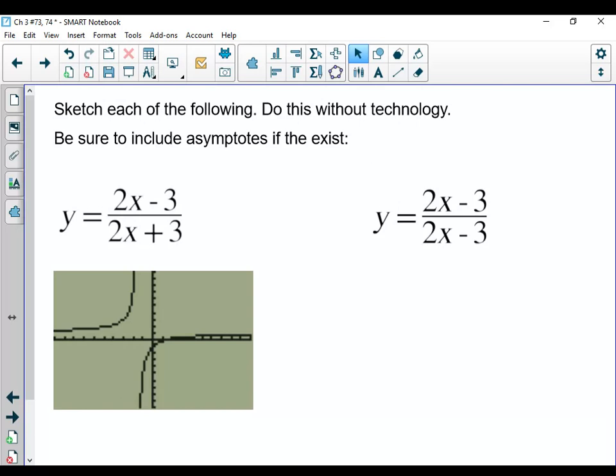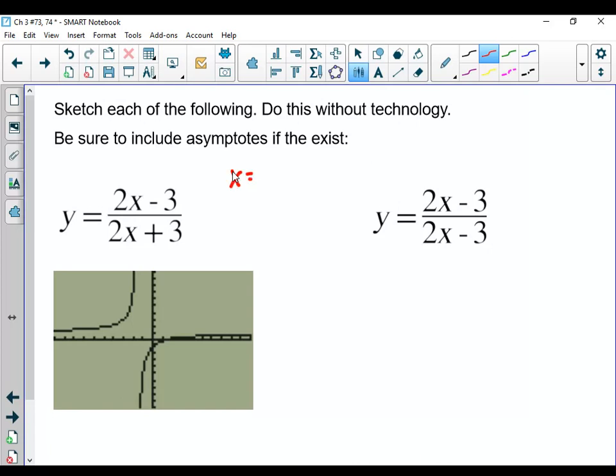Any surprises here? Any surprises when you made your graphs? Is anybody surprised by this graph? Probably not. You may have had a little bit of a surprise with it, but asymptote wise, hopefully that wasn't too bad. What was our vertical asymptote?